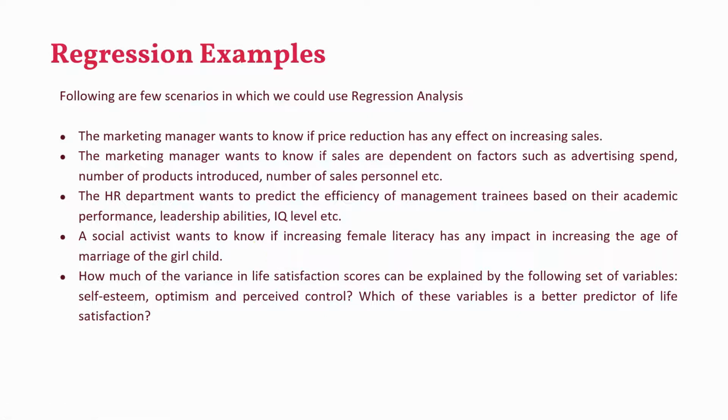Or someone wants to know how much change, how much variance in life satisfaction scores can be explained by a set of variables like self-esteem, optimism, or perceived control. Now, in each one of these examples, we've got certain keywords: impact, effect, predict, explain variance. So we are not just establishing a relationship between variables. We are looking into how much change, how much variance is being accounted for in the dependent variable because of a certain set of factors or maybe a single factor.